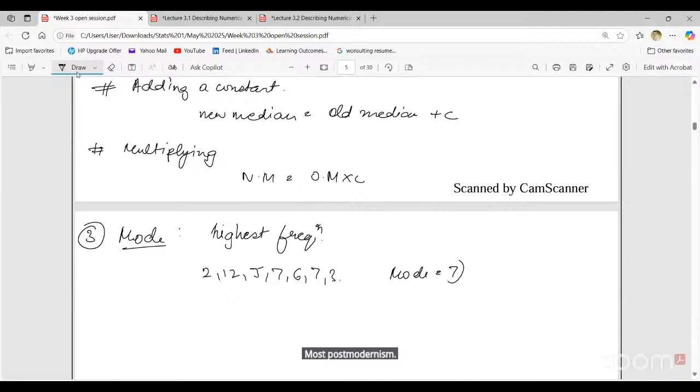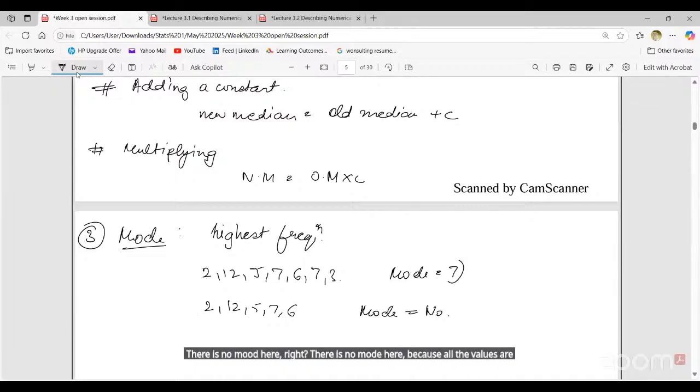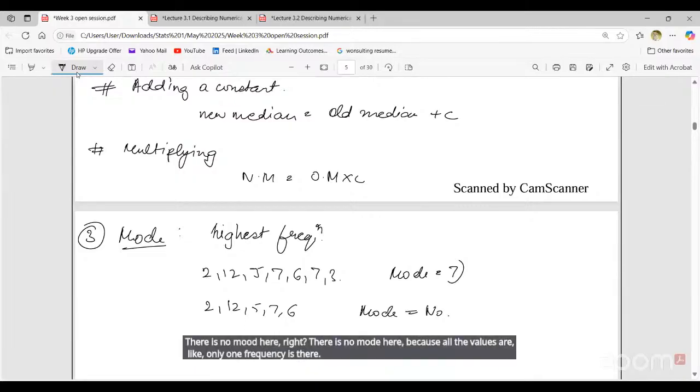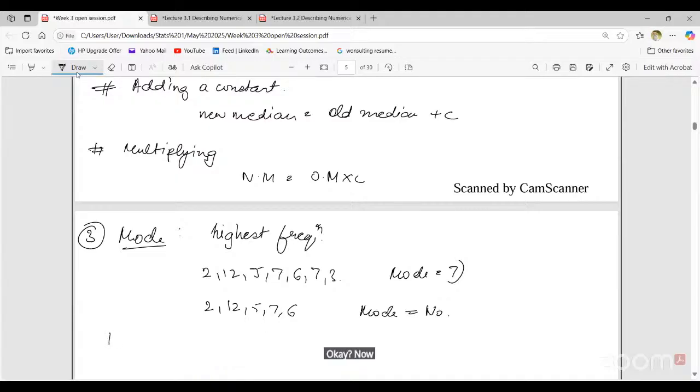Let's suppose I'm having data like this. What is my mode here? There is no mode here, because all the values have only one frequency. Now, similarly, for the mode case, if I'm adding a constant.